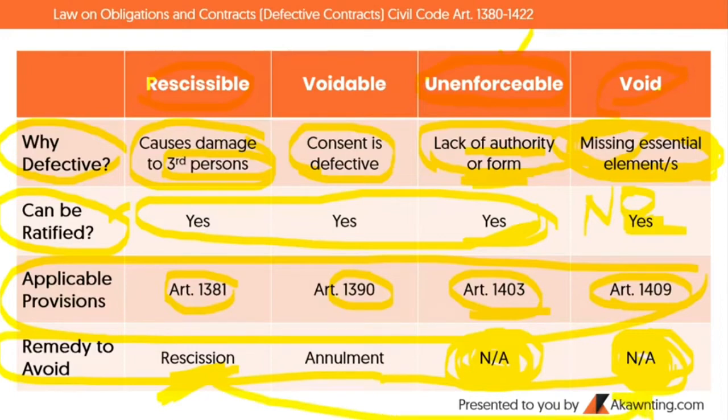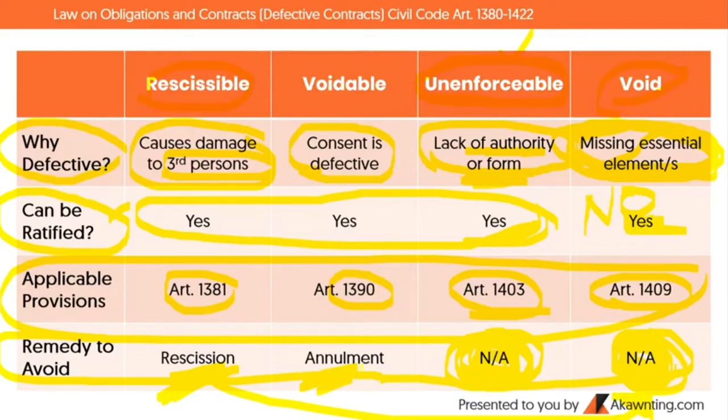Yun nga lang, ang pagkakaiba kasi, yung void contract, from the start, hindi na siya na-perfect, hindi na siya naging valid. However, yung rescissible, initially naging valid siya. Tapos, nirescind lang natin, dun lang siya naging invalid. Okay? Ganon din sa voidable contract. Iba lang yung pangalan na ginamit natin, pero basically, same yung magiging effect kapag inannul natin ang isang voidable contract.